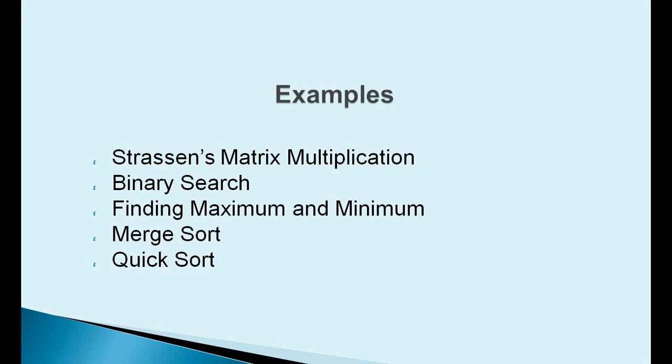Next step, we first solve the Strassen's matrix multiplication problem. After that, binary search, finding maximum and minimum values, quick sort, and merge sort. These are all covered under divide and conquer.